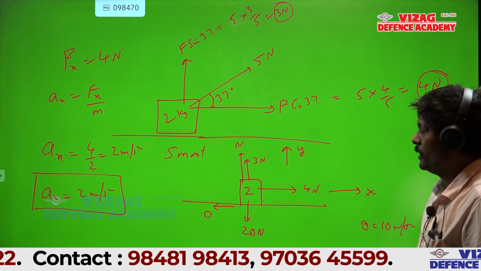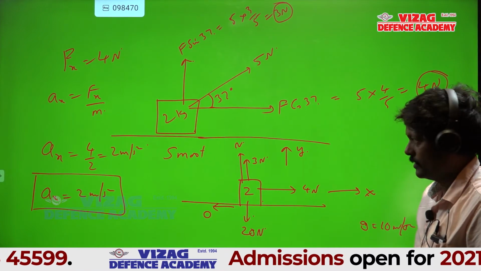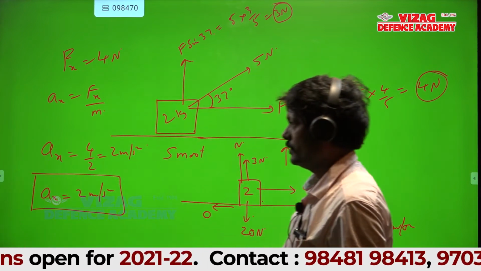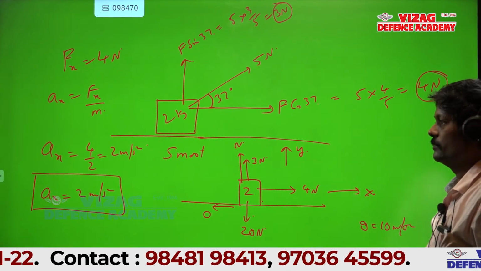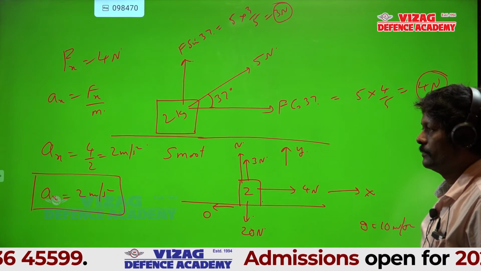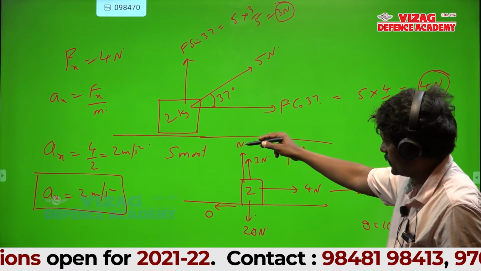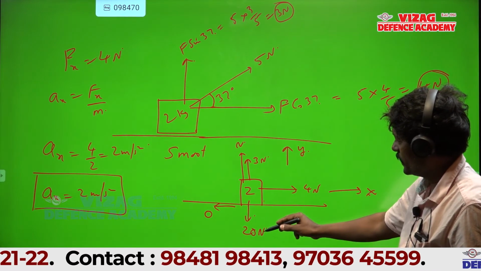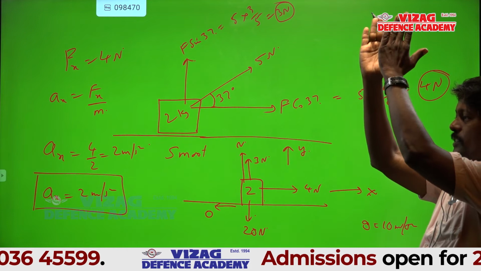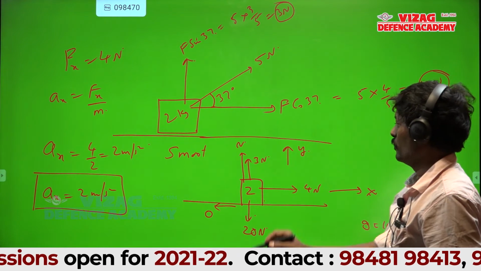Now listen, in the vertical direction net force is 0, because the body is not moving in the vertical direction. Can anyone tell me, in the vertical direction, how you will write the equation? N plus 3 minus 20 equal to 0, if I take upward force positive, downward force negative. So plus N, very good.